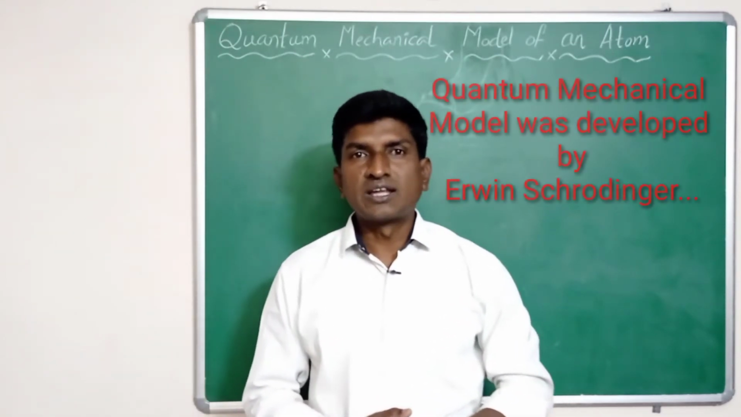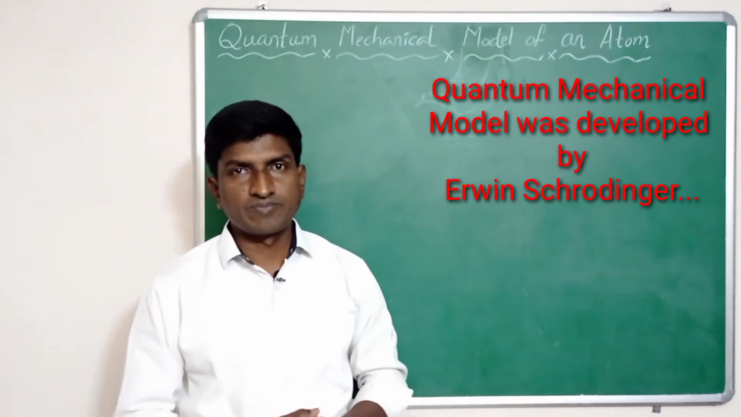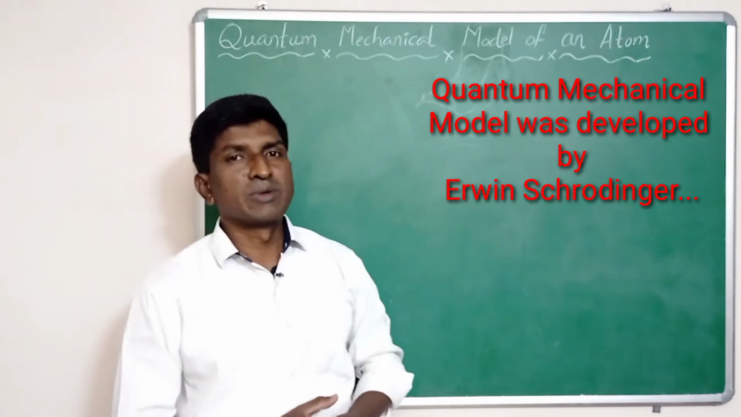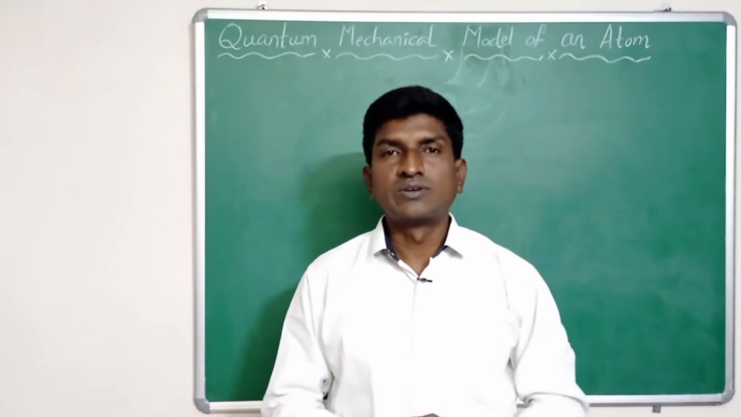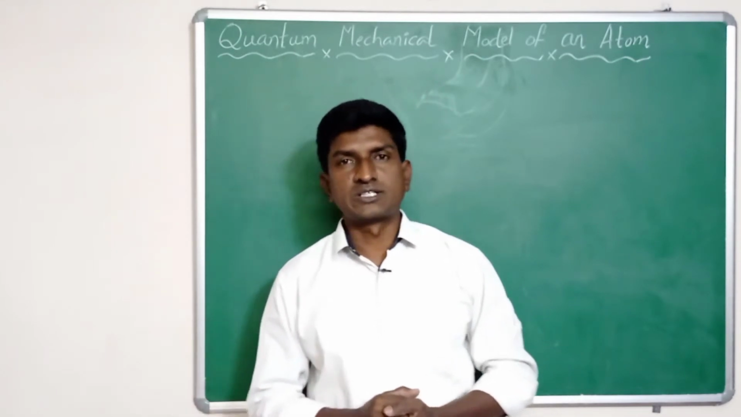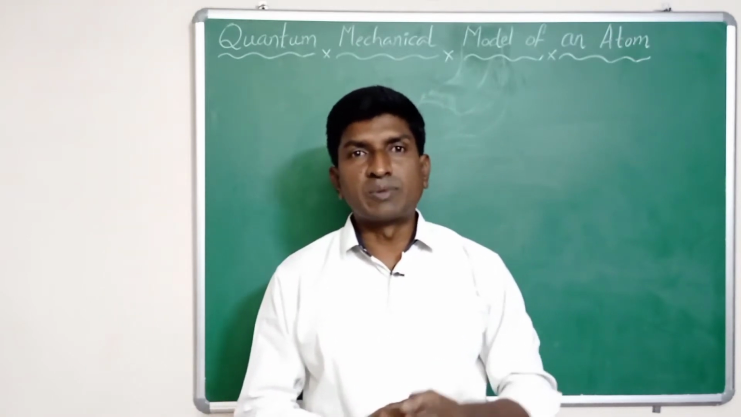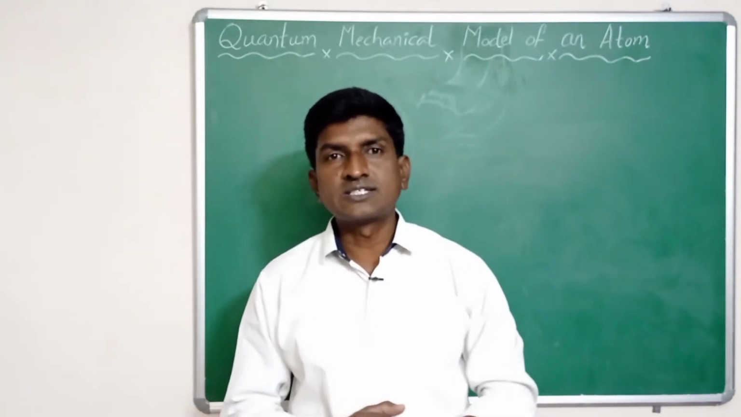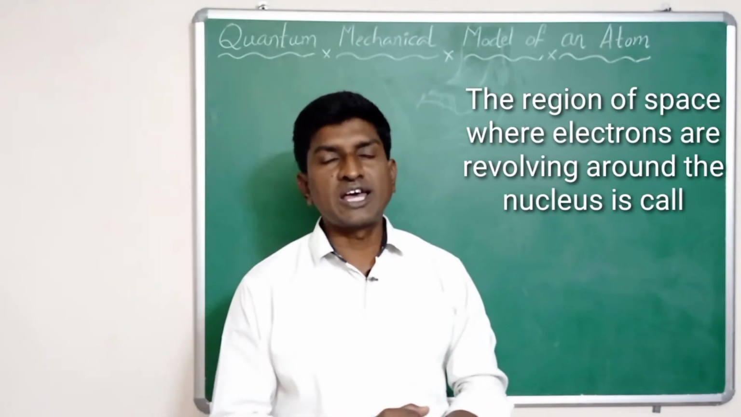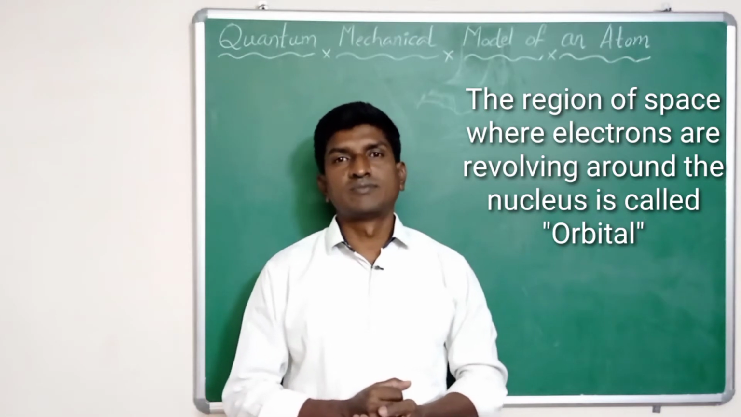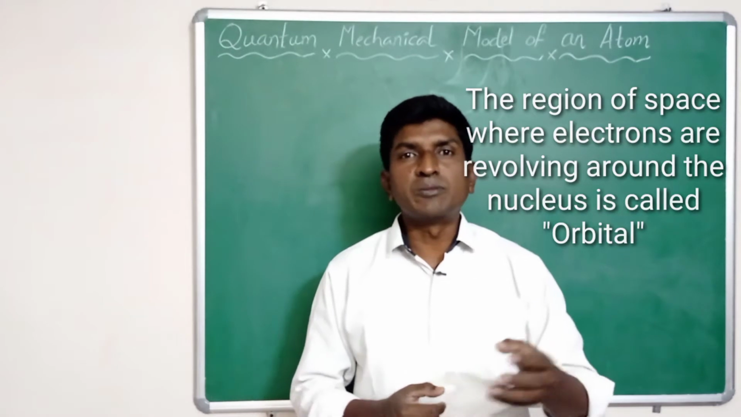This quantum mechanical model was developed by the scientist Erwin Schrödinger. According to the quantum mechanical model, the electron is not revolving around the nucleus in a particular orbit. The electron is revolving in a particular region of space around the nucleus, and this region is named an orbital. These orbitals have different energies as per their position.